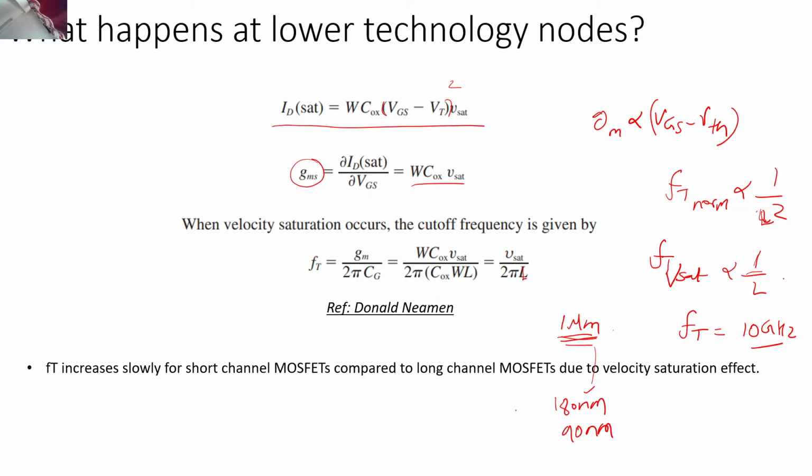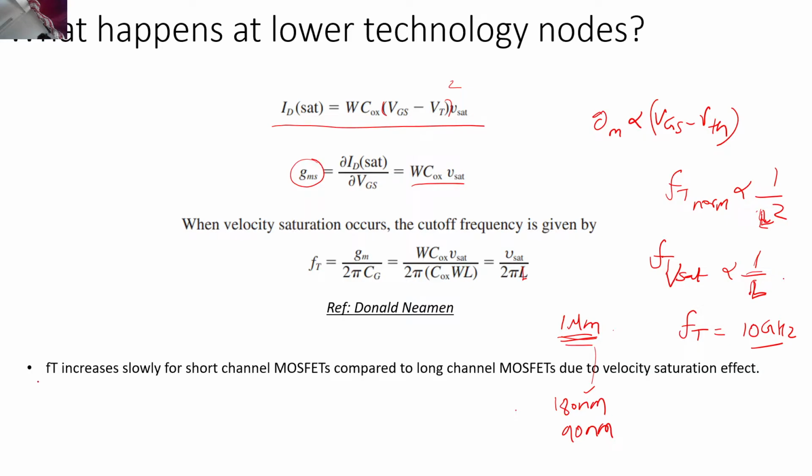So if I had decreased my L by 3 times, in the normal case I would have got 9 times improvement in my transit frequency. But under the velocity saturation condition, it is not going to be 9 times, it is just going to be 3 times, right? So if you refer to the curves of the FT for different channel lengths, you can just search on the internet, or you can go to IEEE, and in any research paper you can search for the curve. You will get some idea of how the curve actually looks.